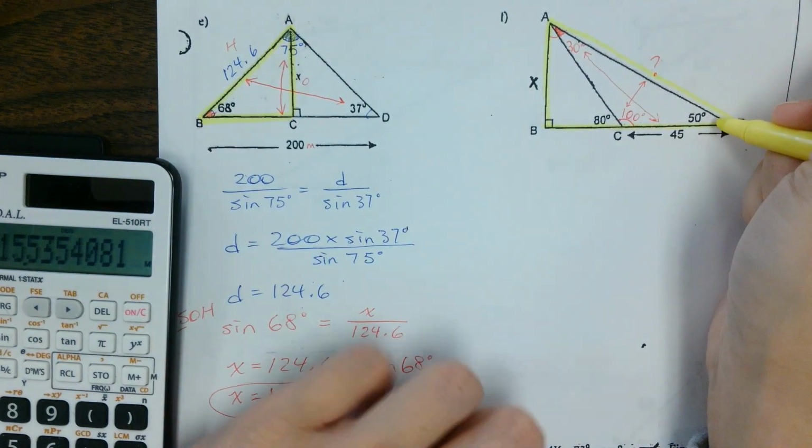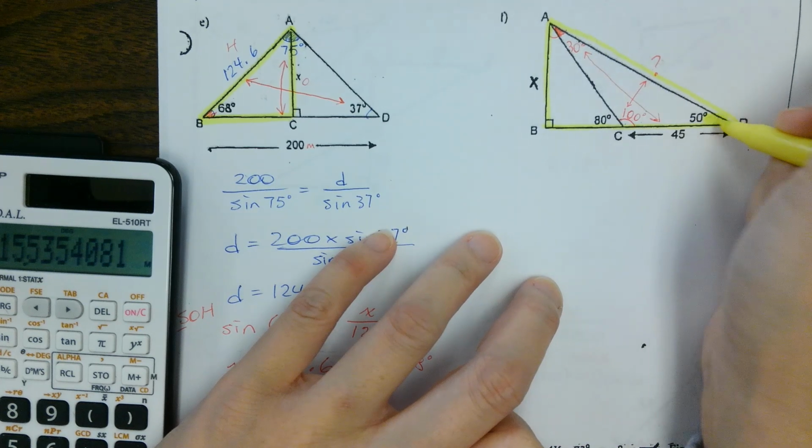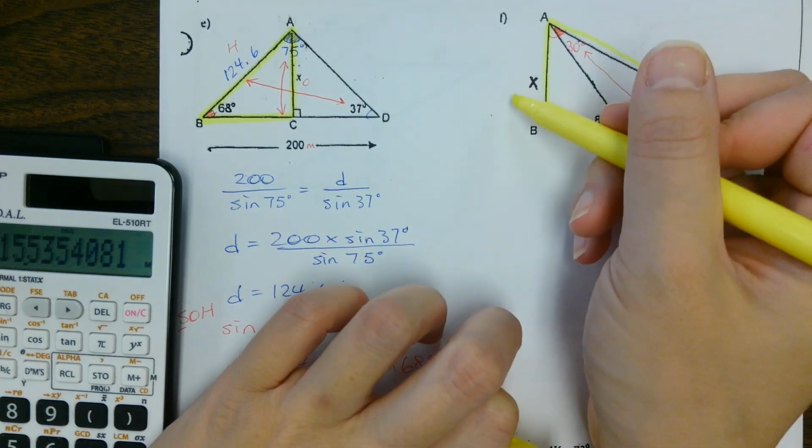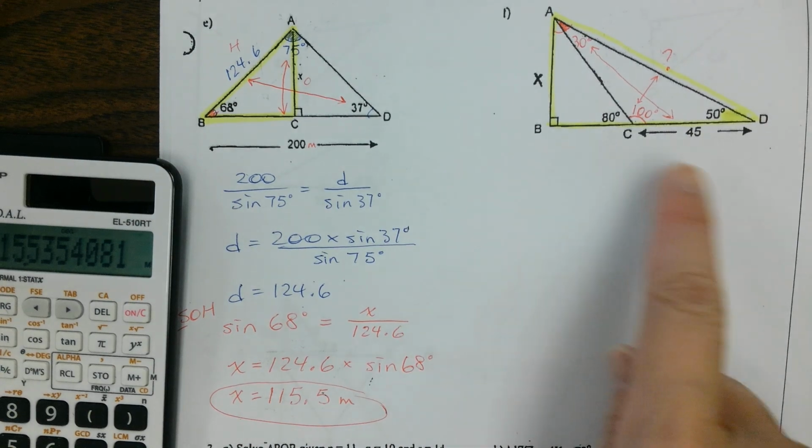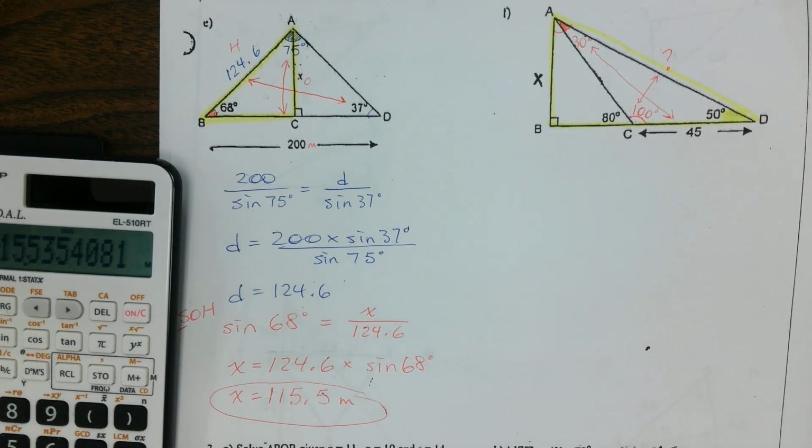All right. Using the angle 50 and the hypotenuse to find my opposite. So, sine. Okay, so there you go.